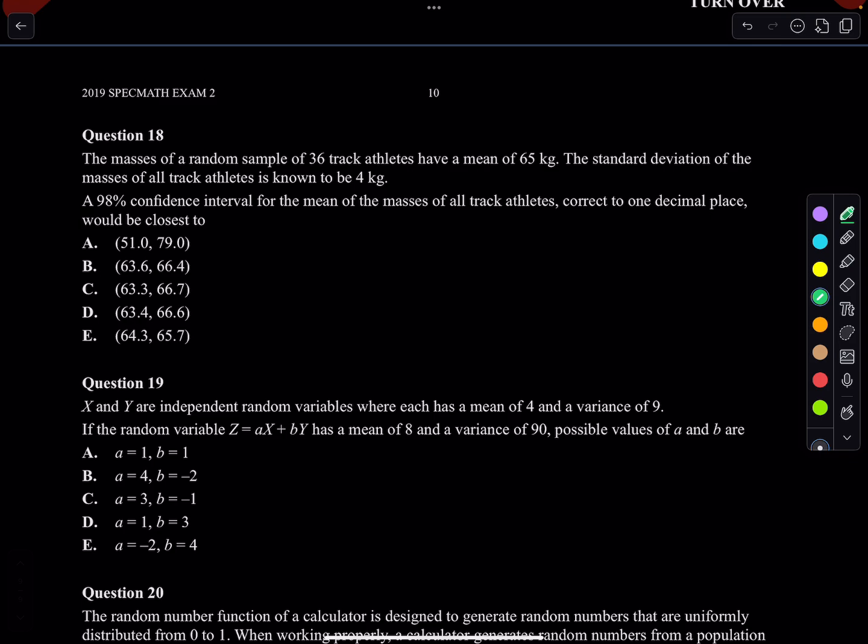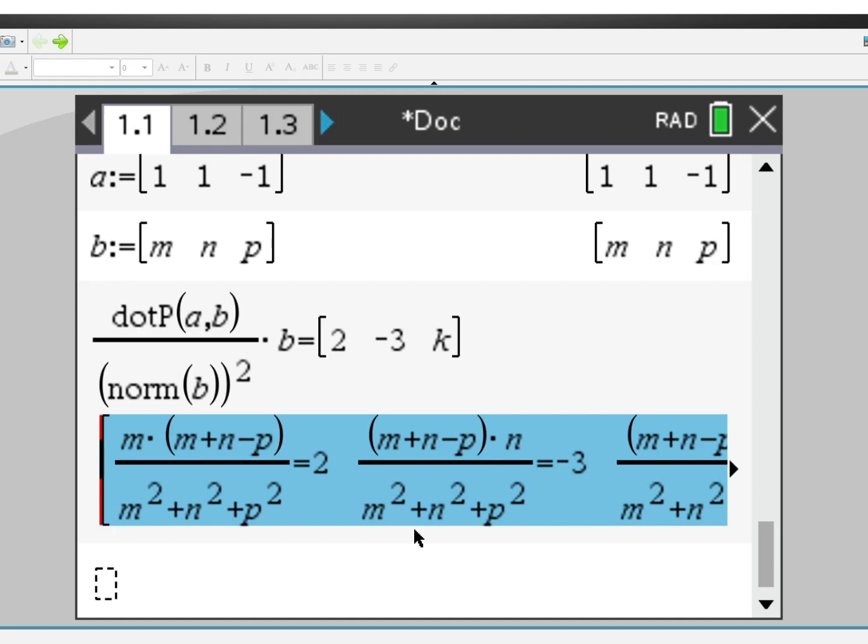Question 18, probability. The masses of a random sample of 36 track athletes have a mean of that. The standard deviation of the masses of all track athletes is known to be that. A 98% confidence interval for the mean of masses of all athletes, correct to 1 decimal place, is what? A really easy question, just use your CAS.